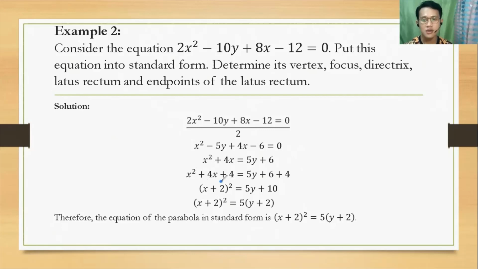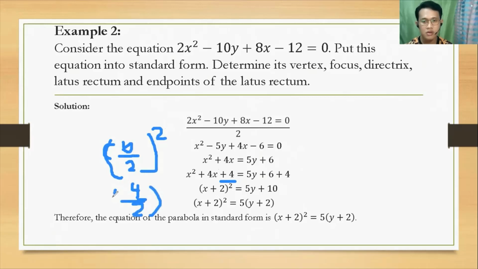Let's proceed. Our third term there is 4. Sir, how did you get 4? In getting the value, that's b over 2 squared. Our b there is 4. So that's 4 over 2 squared. 4 divided by 2, that's 2. 2 squared, that is 4. So that explains the value of 4 there.